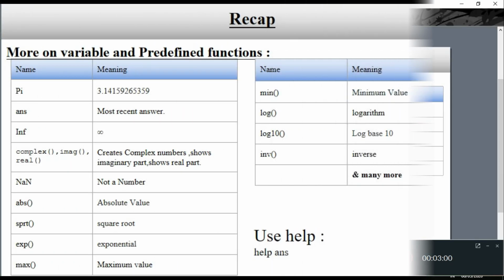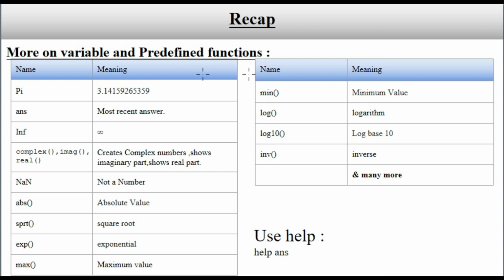Now let's work on predefined functions. We have some predefined functions in MATLAB. We have pi, which stands for the value 3.1415. ans stands for the most recent answer. inf stands for infinity. complex is for creating a complex number. imag shows the imaginary part and real shows the real part. NaN stands for not a number.